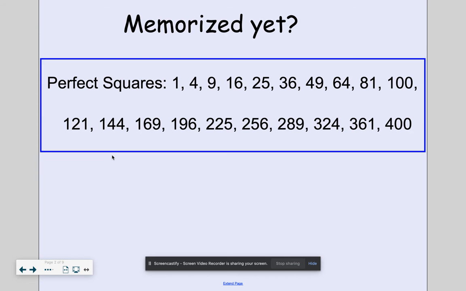Okay, so remember our perfect squares list? Make sure you have this at the top of your page or written down somewhere. You should have it written down. There's also a picture on your phone that you should have. But yeah, you should have this. You should also get out your factor chart.